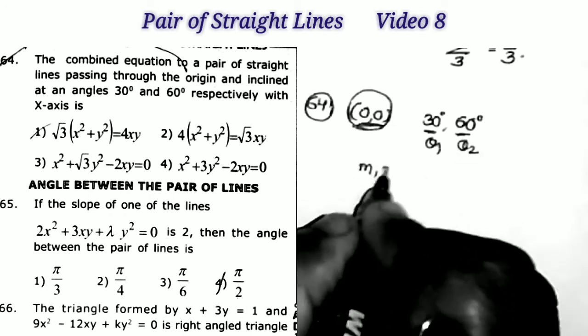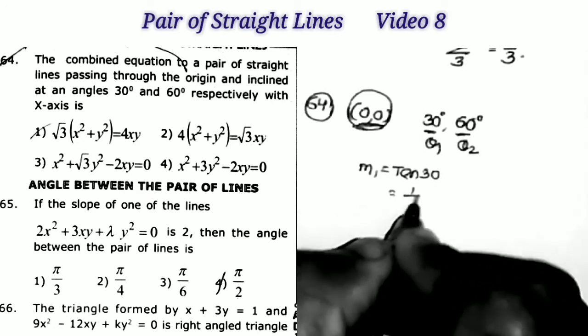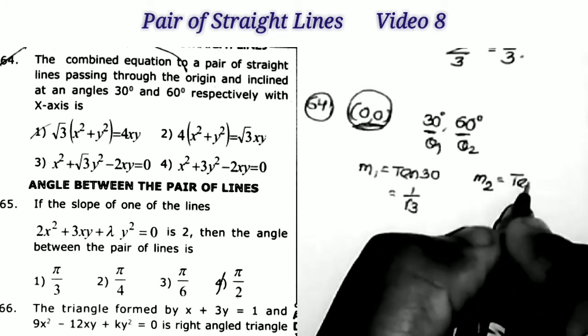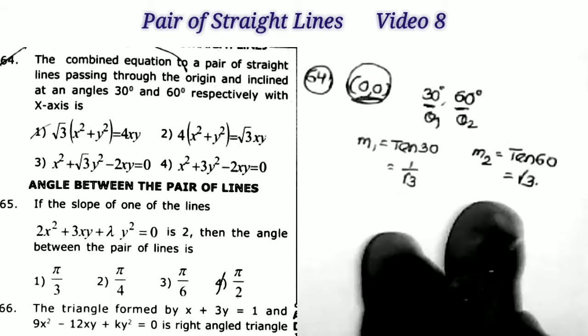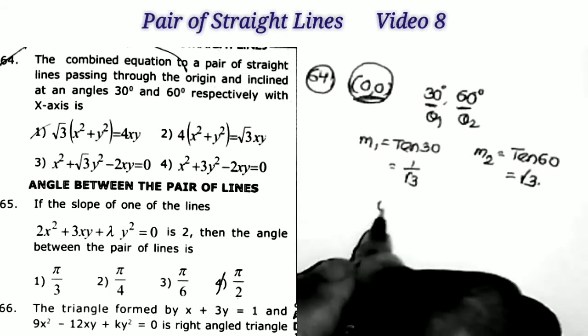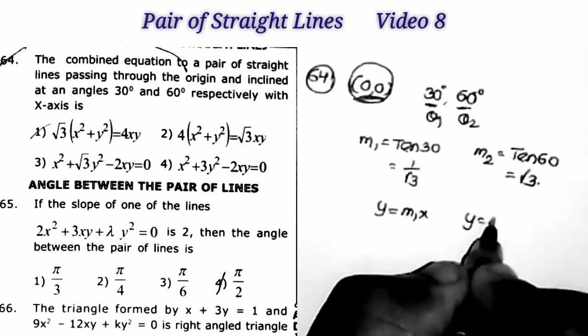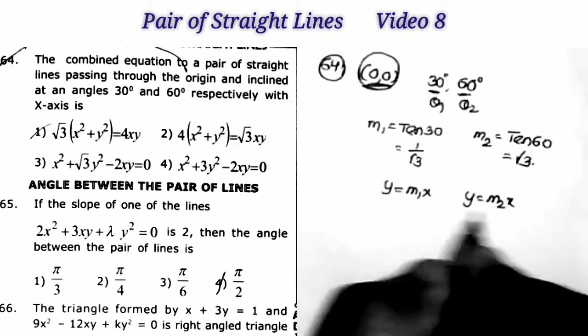Now what is m1 value? m1 is equal to tan theta 1, tan 30, that is equal to 1 by root 3. And what is m2 value? Tan theta 2, tan 60, that is equal to root 3. So here we have the slope values and point. Then what are the lines' equations? Since this is the origin, the first line is y is equal to m1x and the second line is y is equal to m2x.